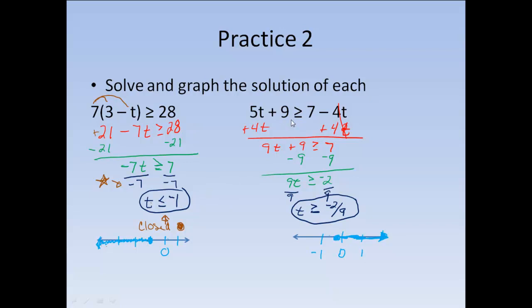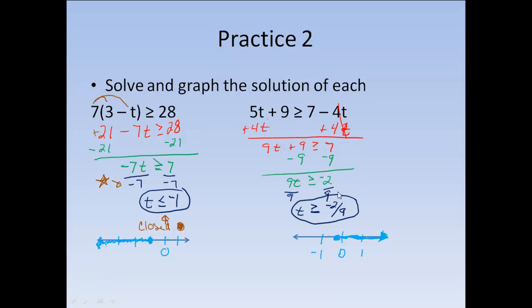On the second one, this time I've got t in two different spots, so I need to bring them together. I decided to move the 4t over to the left. It doesn't matter, you could have moved the 5t over to the right and that would have been fine. When I did that, I got 9t plus 9 is greater than or equal to 7. And then I needed to get rid of this plus 9 right here, so I subtracted it off. And remember, since it's just subtraction, it's not multiplication or division, I don't have to worry about flipping the sign. Left with 9t is greater than or equal to negative 2.